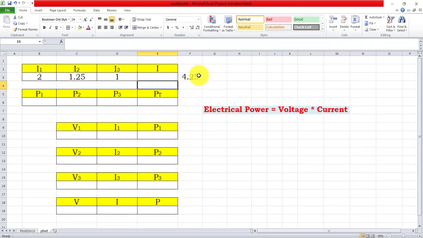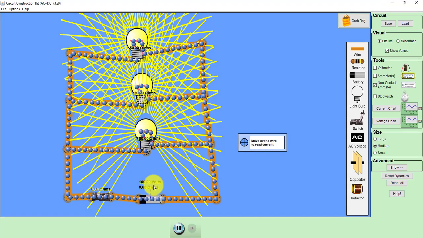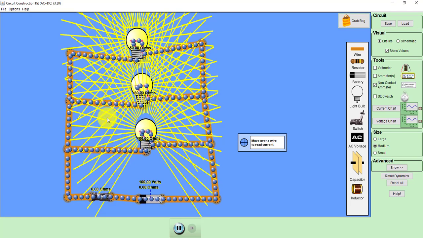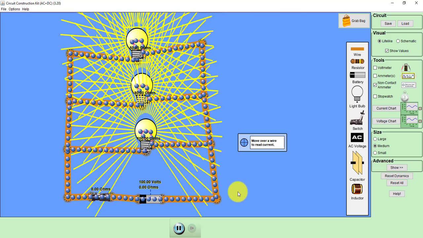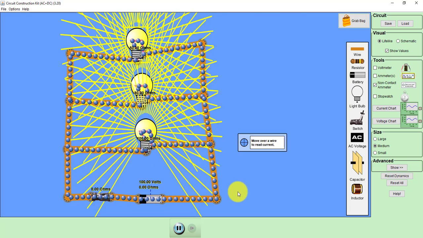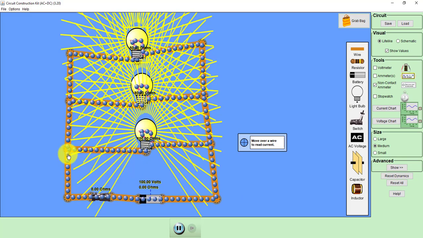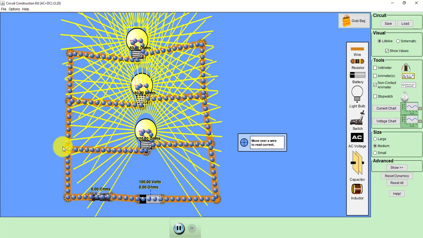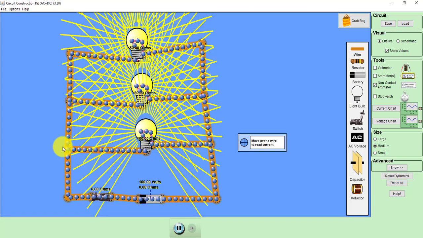Now how much is the total current supplied? It is 4.25. Now this 4.25 should be the sum of current in all its parallel branches. So if I click on auto sum, we are getting 4.25 ampere. So what does it mean? Total current supplied by the source is equal to the sum of current flowing in each parallel branch. Okay, so that is characteristic number 2. We can also understand this characteristic by applying Kirchhoff's current law at this node. Algebraic sum of all incoming current will be equal to algebraic sum of all outgoing current.